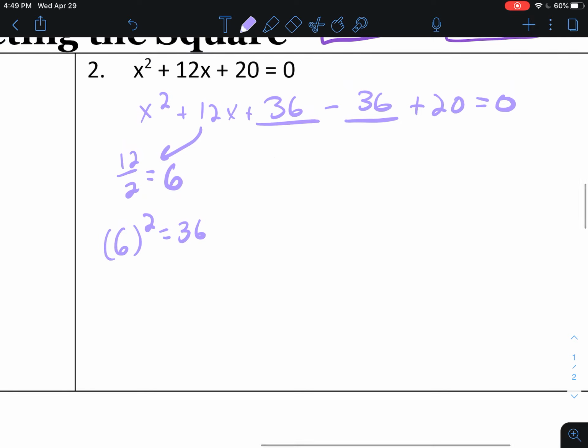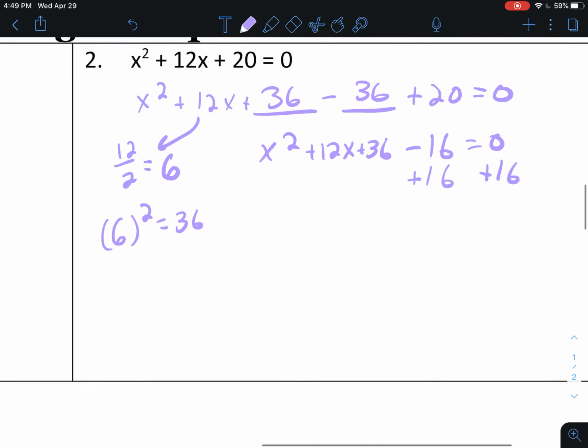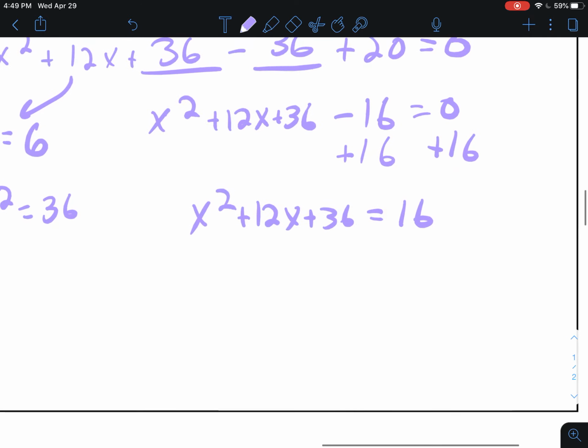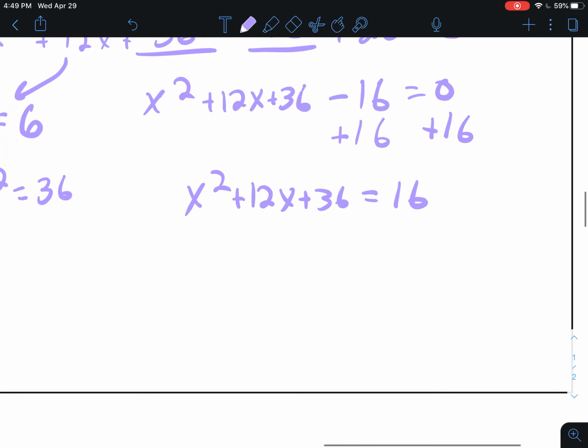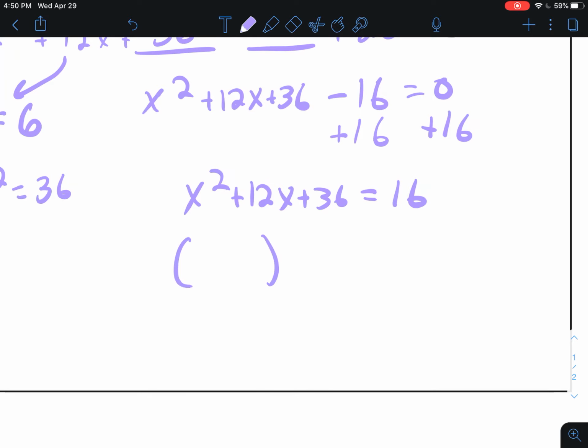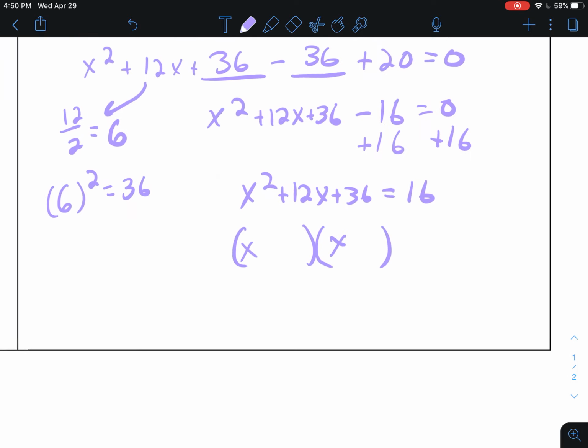From here, we simplify. So simplifying x squared plus 12x plus 36. Negative 36 plus 20 gives us negative 16 equal to 0. I like to add the 16 over next. By all means, it's choice, but I like to add it. x squared plus 12x plus 36 is equal to 16. And then from here, what we need to do, guys, is we're factoring this. So we factor into x, and then always, always, always, what goes in these parts is whatever our b value divided by 2 is. So positive 6.